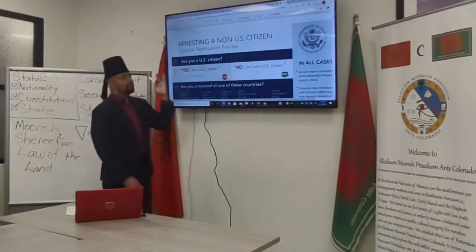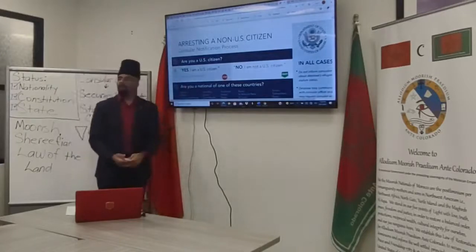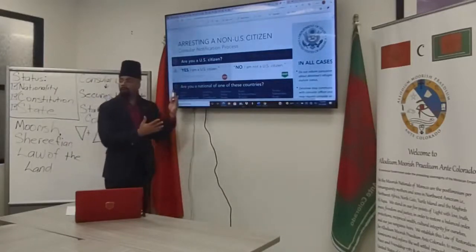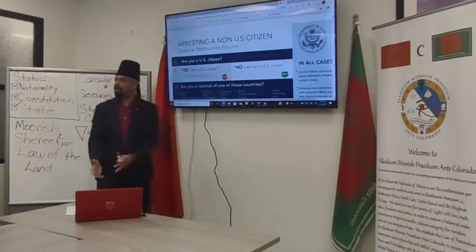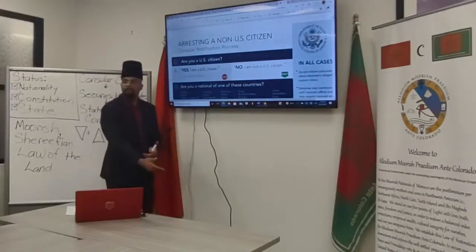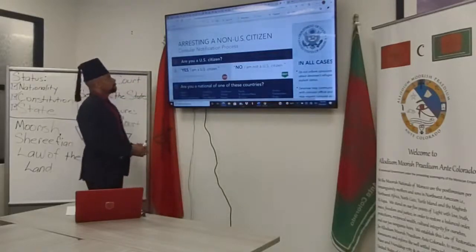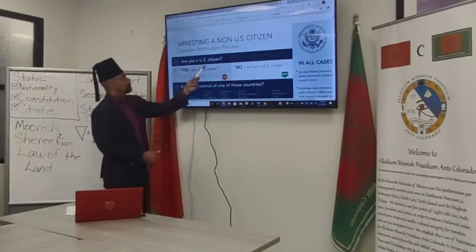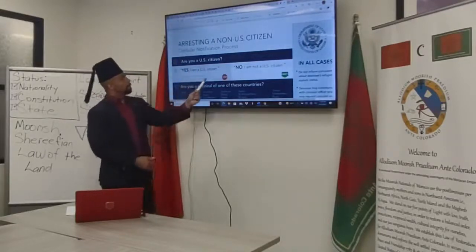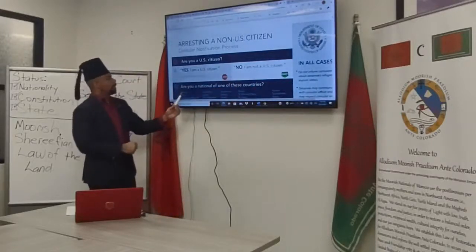Arresting a non-U.S. citizen. So this is when you get pulled over by a cop or whatever. Here's the protocol they're supposed to follow, according to what? What the ICJ told the United States of America they had obligations to do, because Germany made the United States of America come up with these type of rules. Cop pulls you over. Are you a U.S. citizen? No, I am not a U.S. citizen. This is specific.